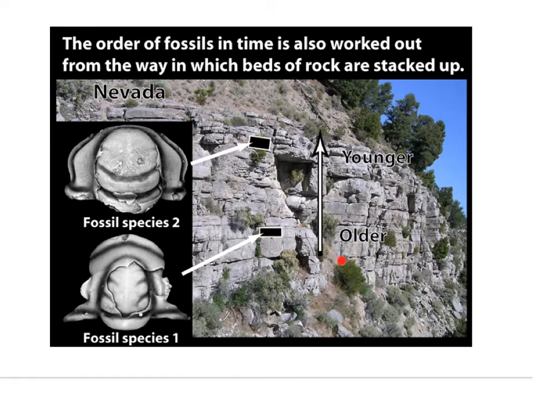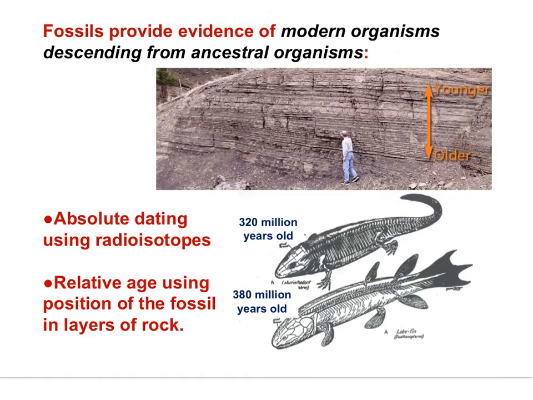Oldest layers are deep and the younger layers above. The fossil record allows scientists to see forms of life that are now extinct, evidence of change on Earth. The fossil record provides evidence of evolution because we can see modern organisms descending from ancestral organisms. The dating of fossils allows scientists to understand the change in form over time, the transition from one form to another over time. The fossil record is not a jumble with all forms mixed together.